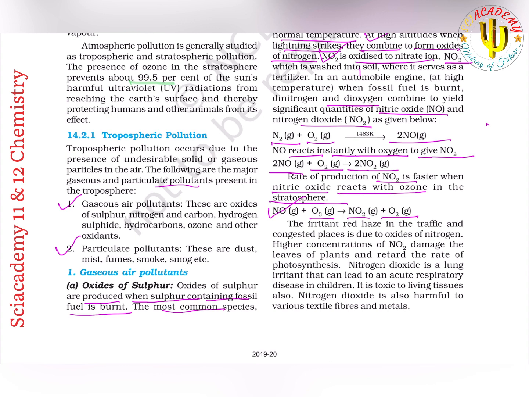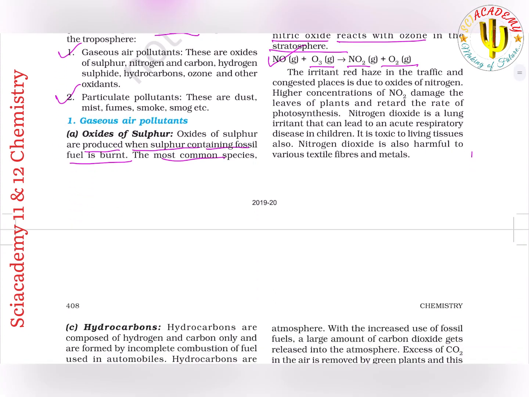The irritant red haze in the traffic and congested places is due to the oxides of nitrogen. Higher concentrations of NO2 damage the leaves of plants and retard the rate of photosynthesis. Nitrogen dioxide is a lung irritant that can lead to acute respiratory disease in children. It is toxic to living tissues. Also, nitrogen dioxide is harmful to various textile fibers and metals.